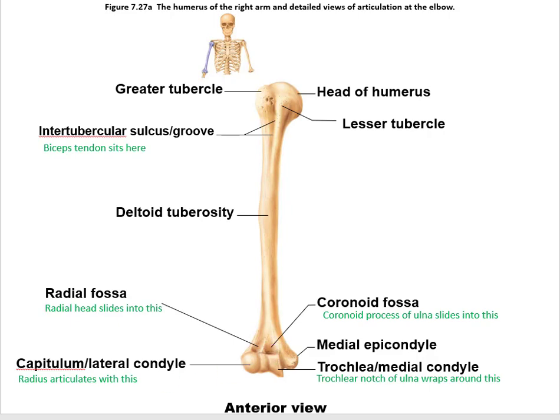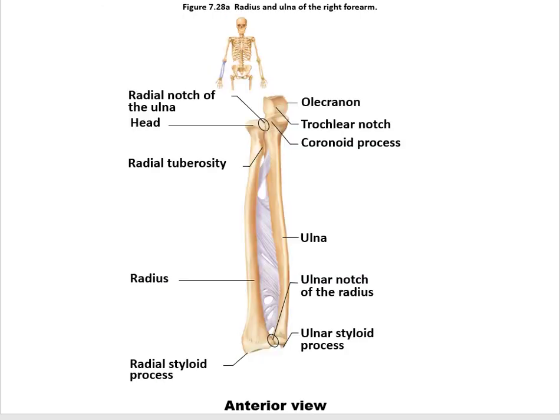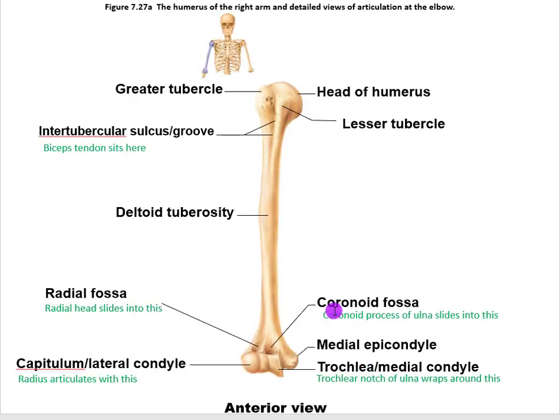So then you got another fossa right over here, and then logic would dictate, well, I guess when you flex your elbow, something needs to slide in there. It's probably called a coronoid something, since this is called the coronoid fossa, and you would be correct. What you'll see is that this part here is called the coronoid process of the ulna, and the coronoid process of the ulna slides into the coronoid fossa of the humerus. Okay, so radial head slides into the radial fossa when you flex your elbow, and the coronoid process of the ulna slides into the coronoid fossa when you flex your elbow.